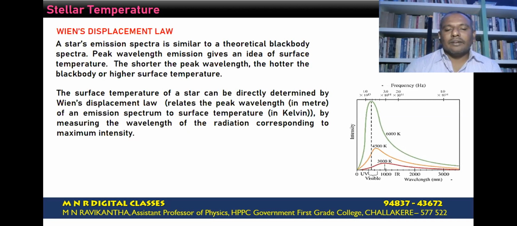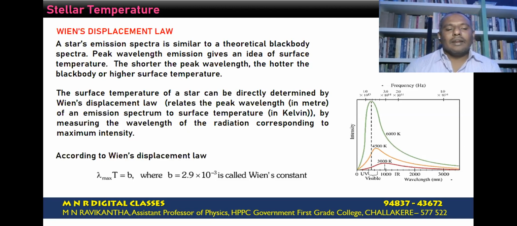This represents the energy distribution curve over the entire wavelength region for three different temperatures. So, just by knowing the wavelength corresponding to maximum intensity, you can come to know its temperature, by using Wien's displacement law, which is given by lambda maximum into T is equal to the constant B, where constant B is called Wien's constant and its value is 2.9 into 10 to the power of minus 3 meter Kelvin.